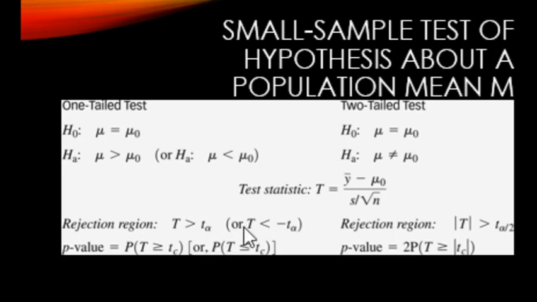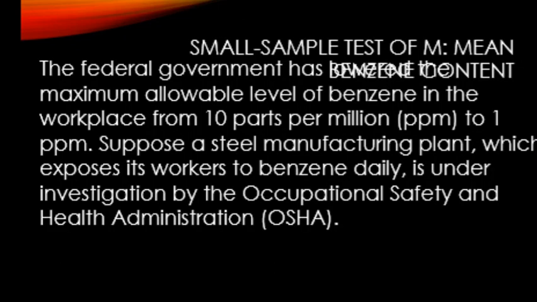p-value method. P-value for the test statistic still will be calculated in the same manner. It will be the probability of t greater than t calculated for a greater than test, probability of t less than t calculated for a less than test, and 2 times probability of t greater than absolute value of t calculated for a two-sided test.